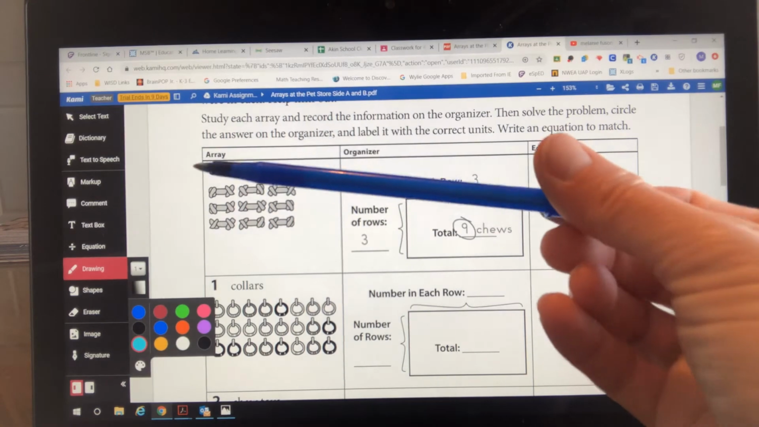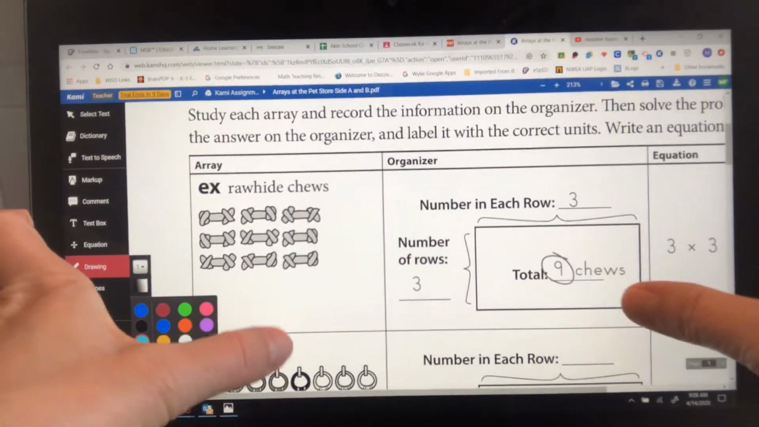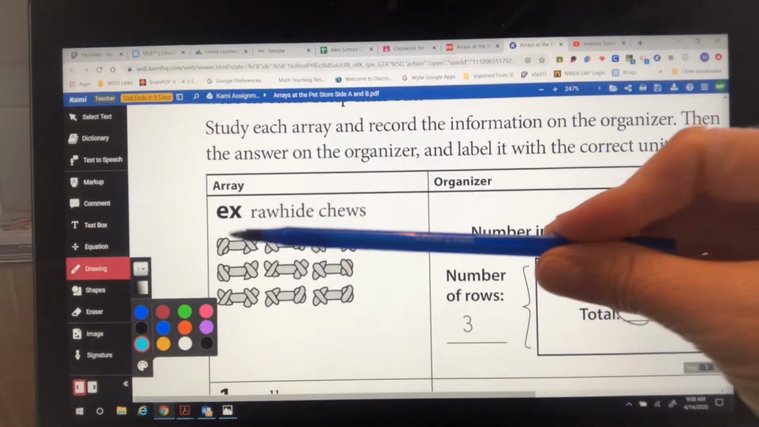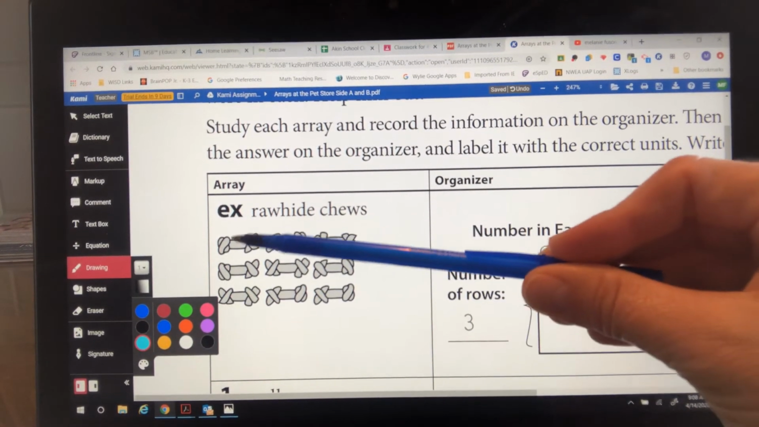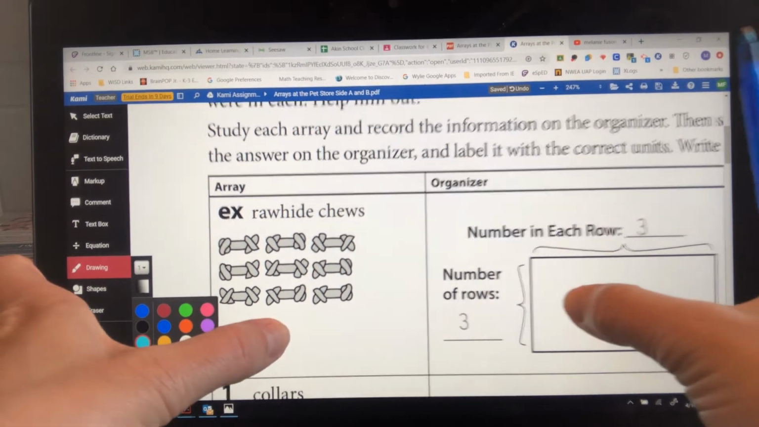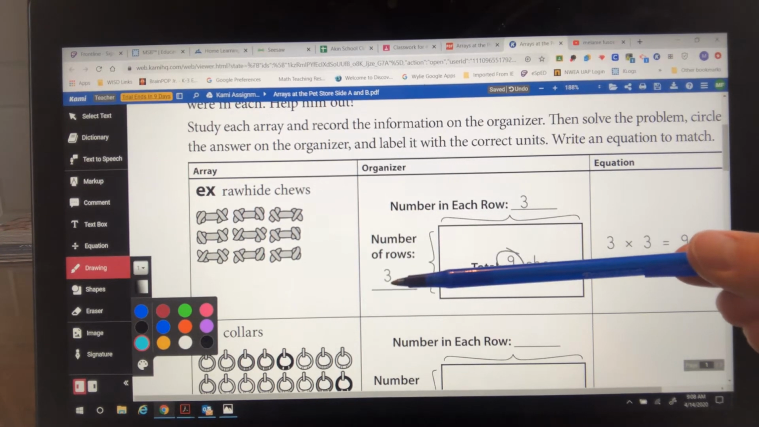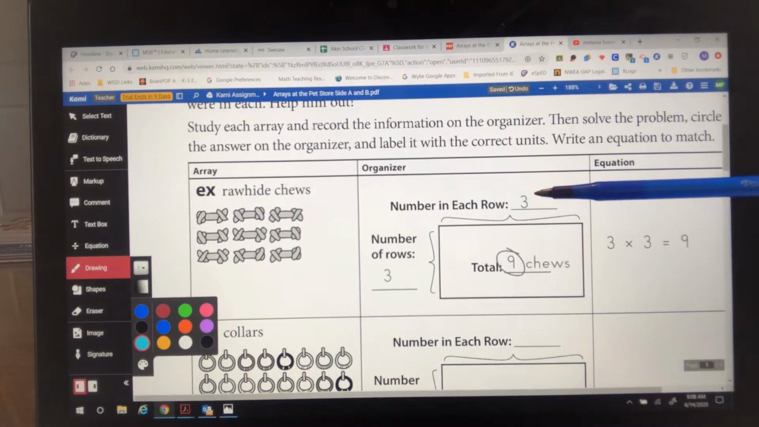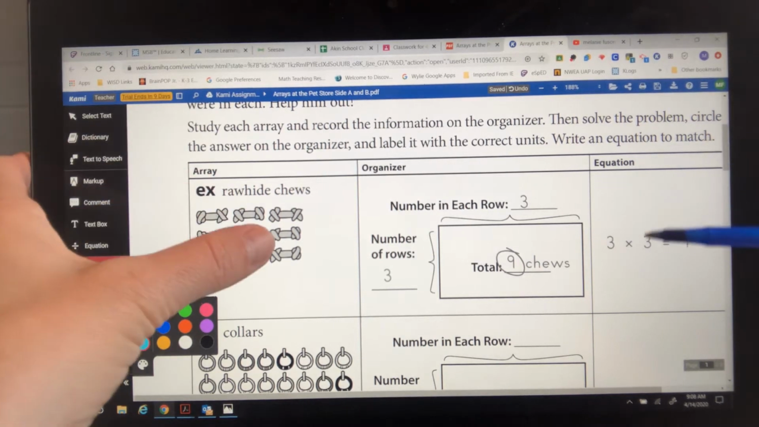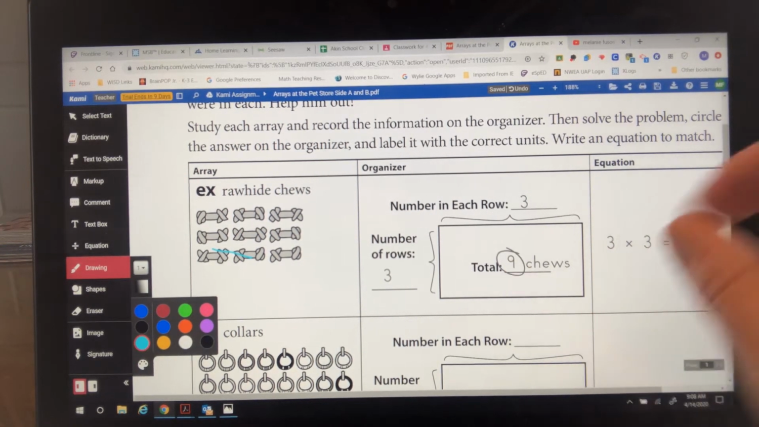And I want you to look at our example. So here we've got, let me zoom in on this. We've got 1, 2, 3 rows and 1, 2, 3 in each of the rows. And so on the organizer where it says number of rows, they wrote 3. And where it says number in each row, they also wrote 3. And out here, they wrote 3 groups of 3 and went 3, 6, 9. And so the answer is 9 chew toys.